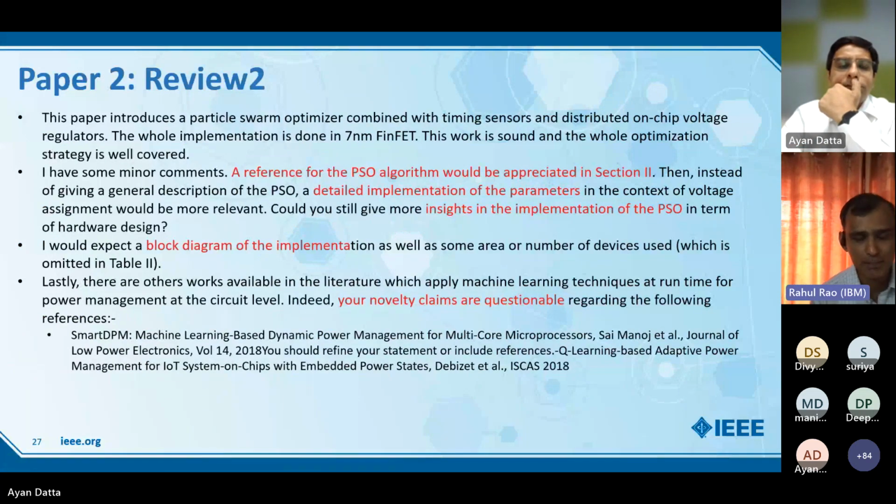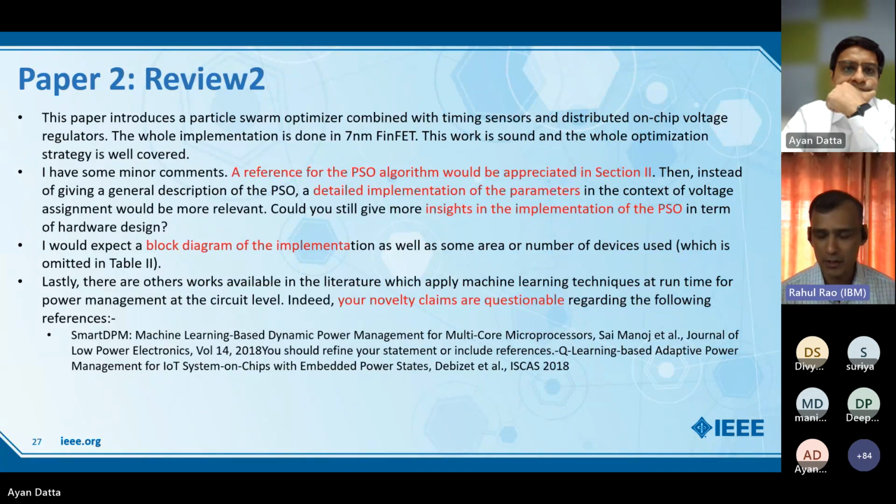A second review of the same paper. I would have expected a block diagram of the implementation. It's similar to saying I would have expected details of the implementation to know how it gets applied. There is a statement, your novelty claims are questionable. Now, this phrase could have been written better. It could have said, I don't get your novelty claims, or this novelty is similar to this work. So it would be good if you can highlight the differences between this reference.